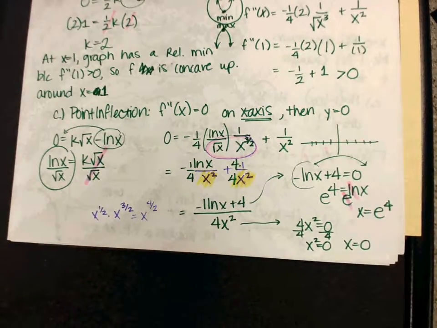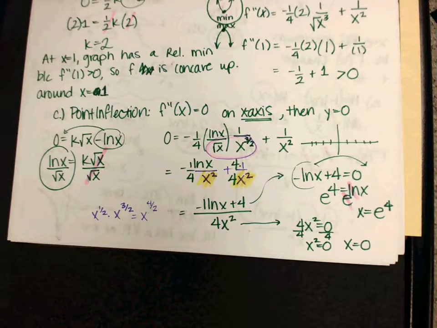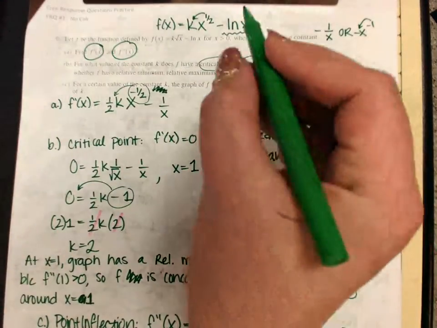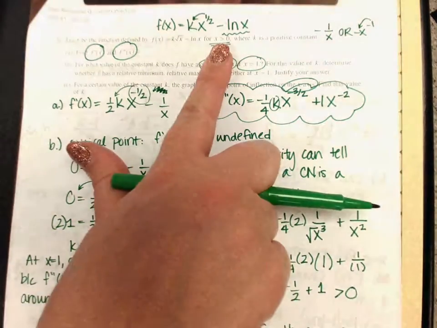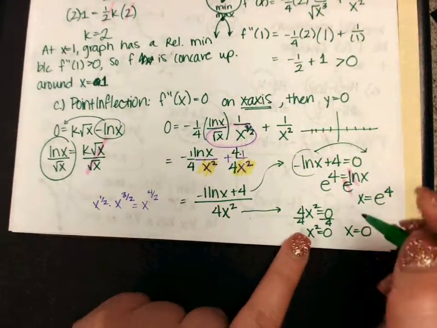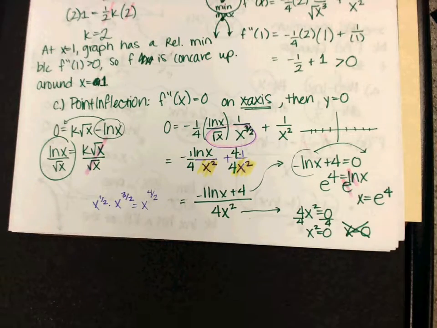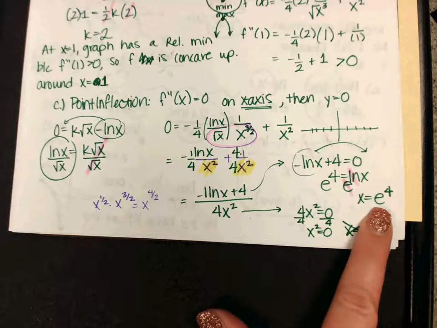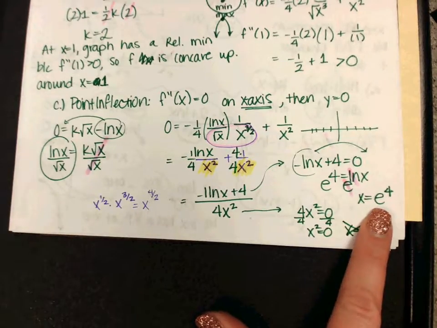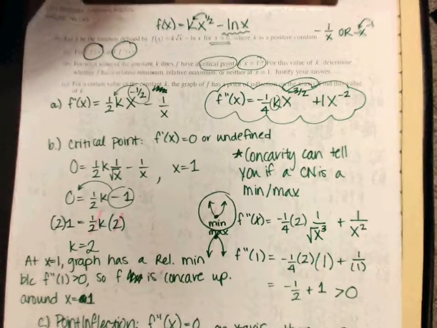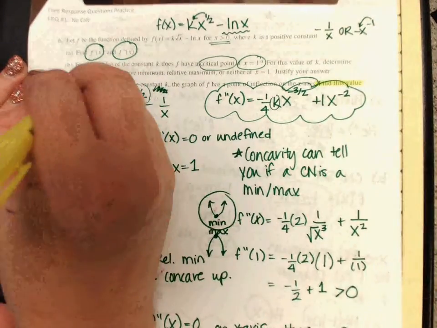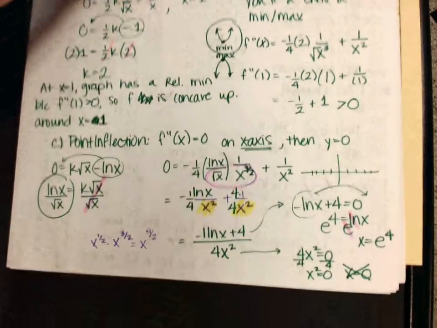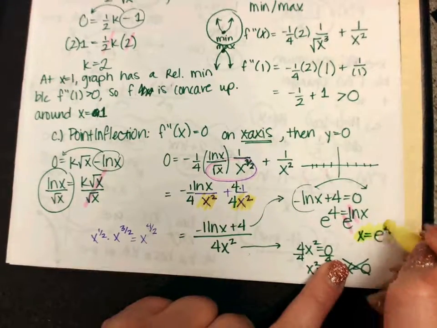But just like that last problem, remember, ln x is only a function if x is greater than 0. So even though I did get an answer, if x has to be greater than 0, this is actually not a true number. And then from here, now that I have my e to the 4, look back at your instructions. They said for a certain constant k, the graph has a point of inflection. Find the value of k. They don't want this x value. They want a k value.